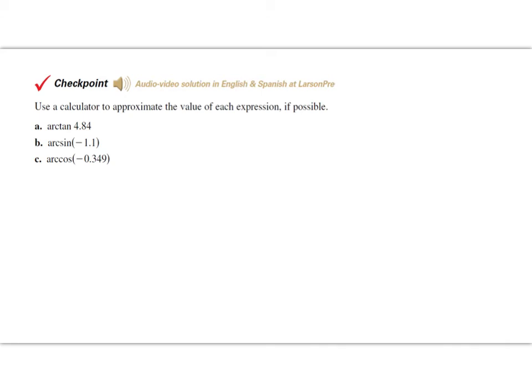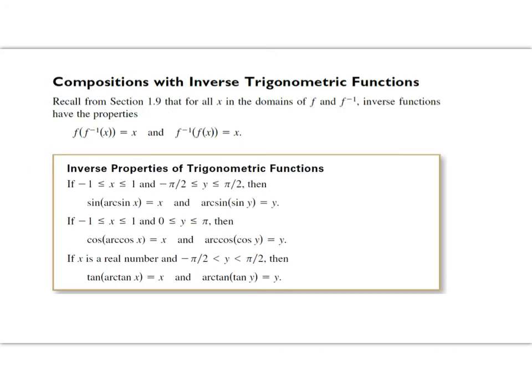All right, your turn. Go for it. Come back when you think you have the answer and check your answers. Okay, and here's the answers. And of course, at arcsine, you can't go over 1 or below -1, so -1.1 isn't going to work.